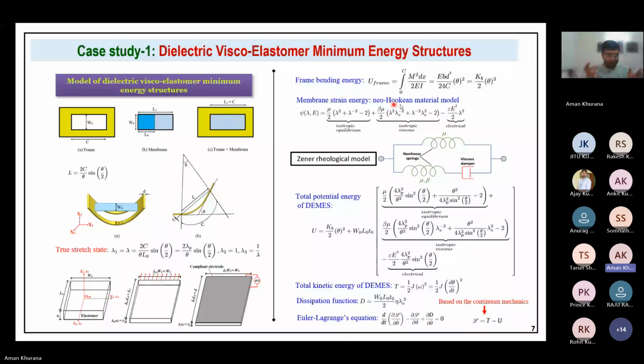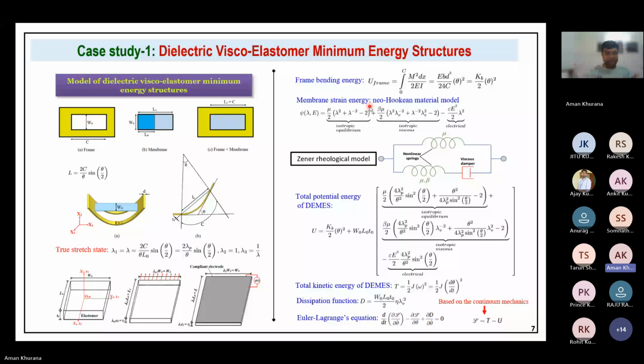Why the simplest model? Because you can see in the further slide, even if we take the simplest model, our equations of motion are very, very complicated. So if we take it as a general model, we can extend it to any available hyperelastic model. So we started with a simple model, the Neo-Hookean model.